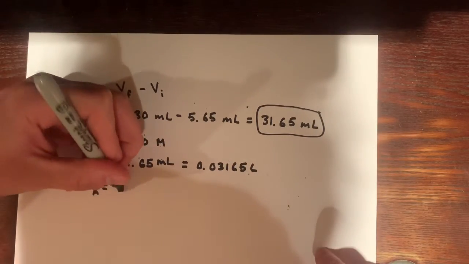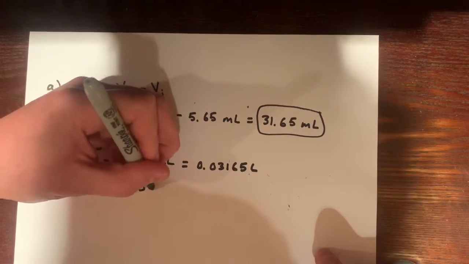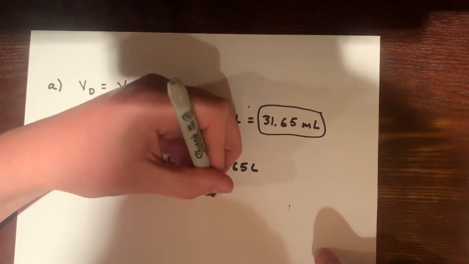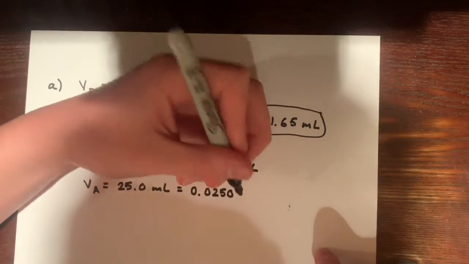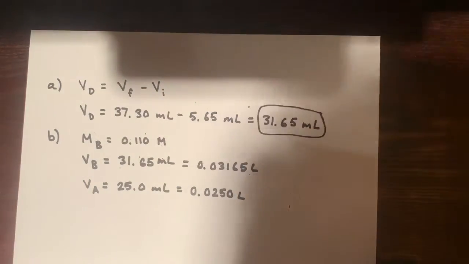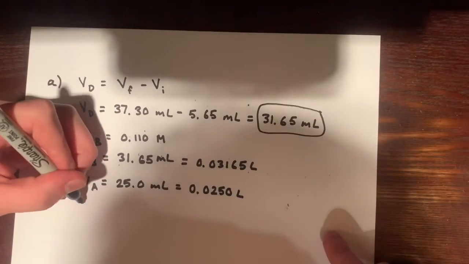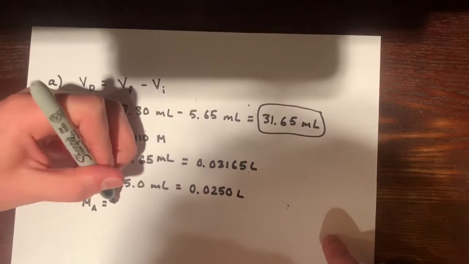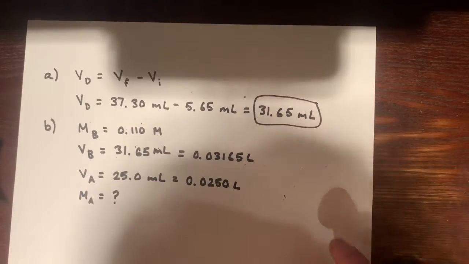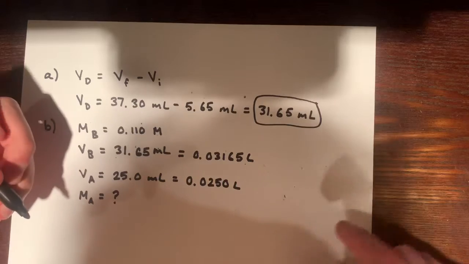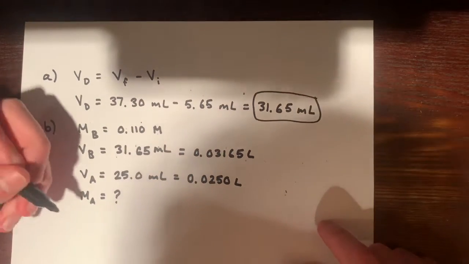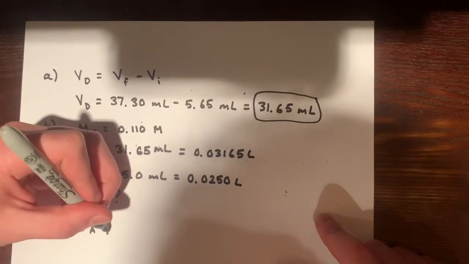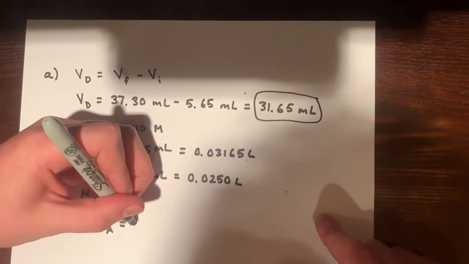And we also have the volume of the acid, which is 25 milliliters, or 0.0250 liters. And because we have all that and we are looking for the molarity of the acid, we can just plug it into the trusty MAVA equals MBVB equation, as shown.